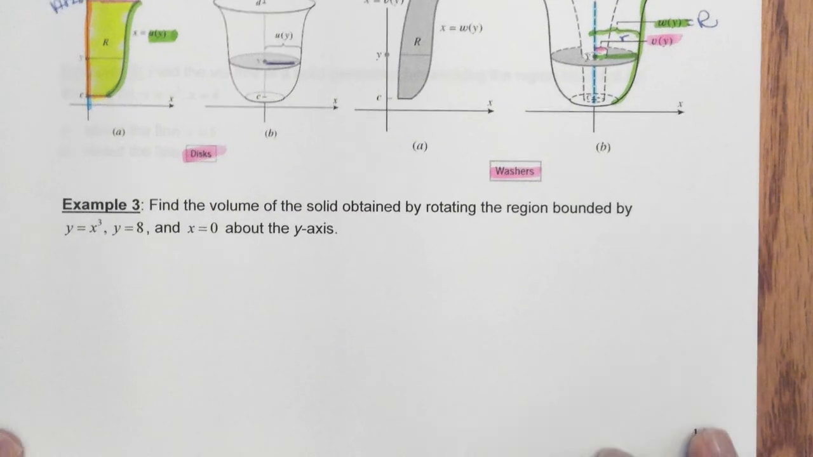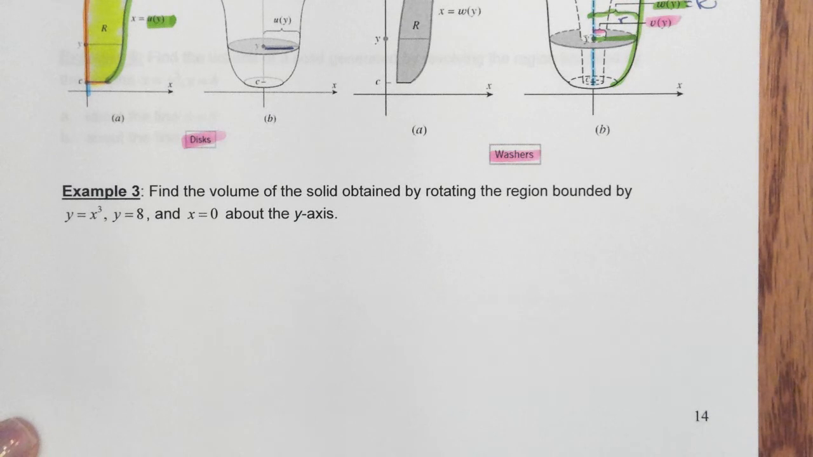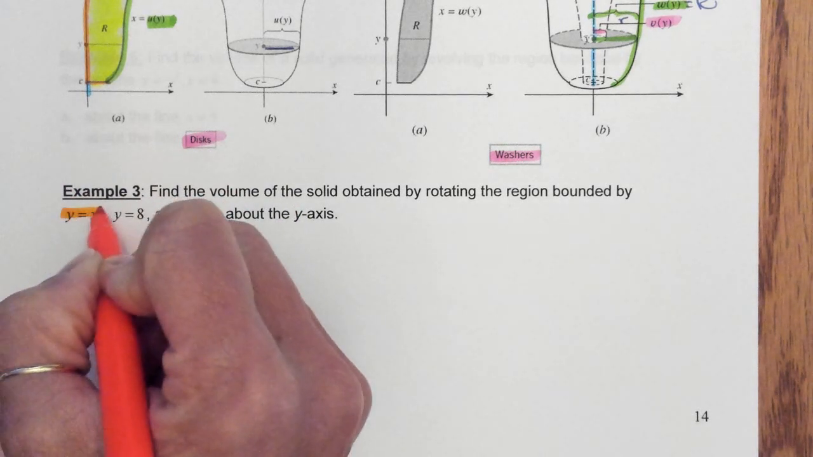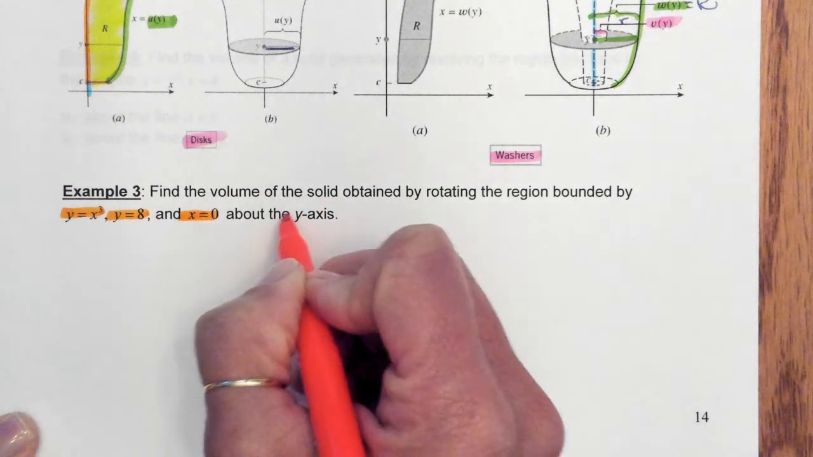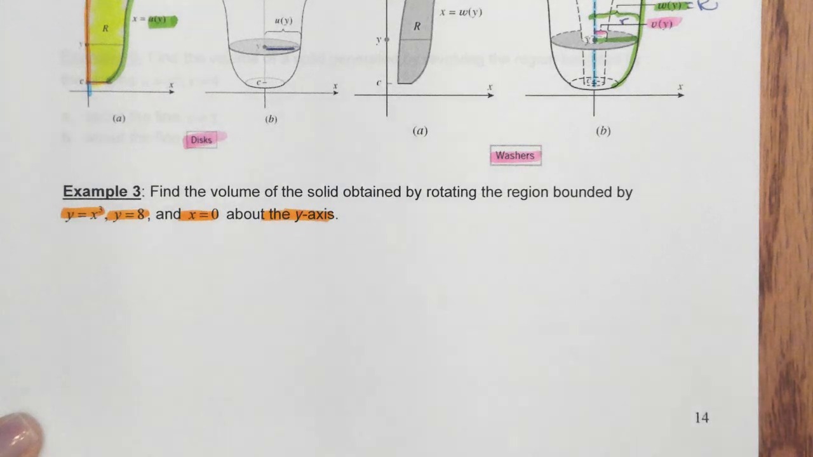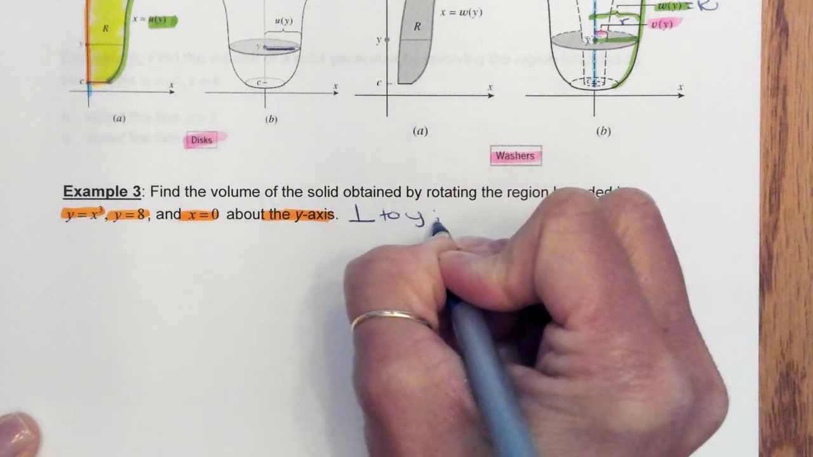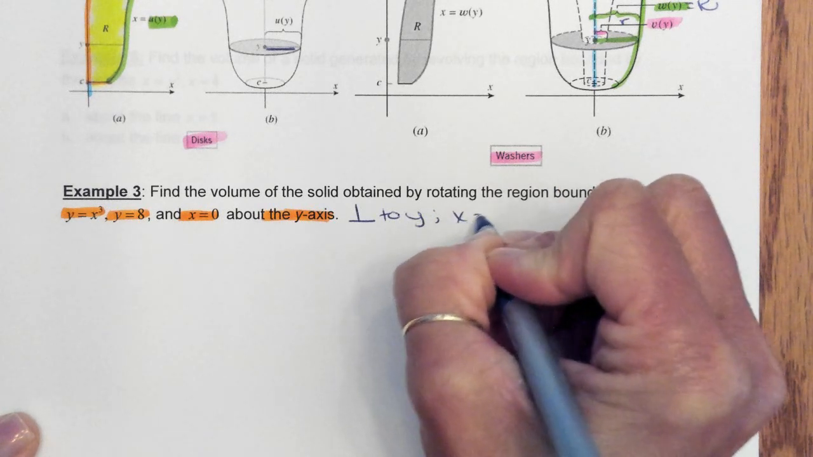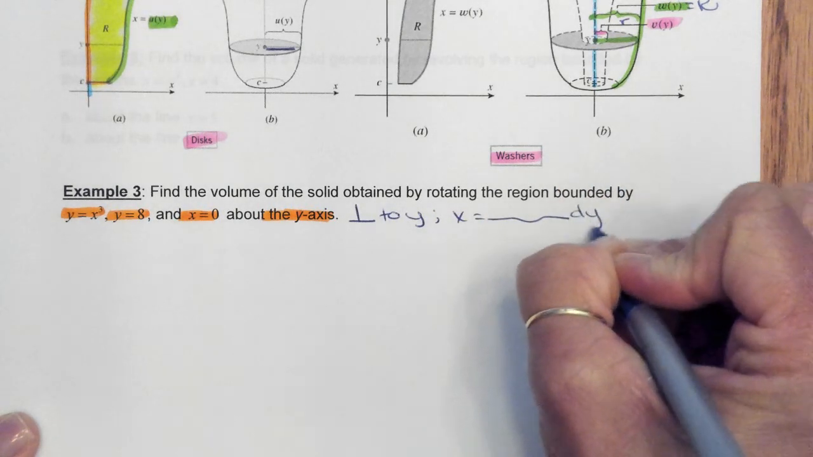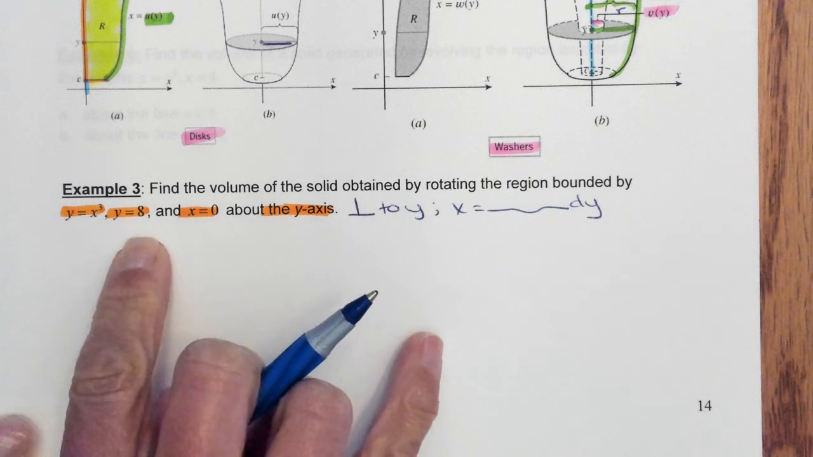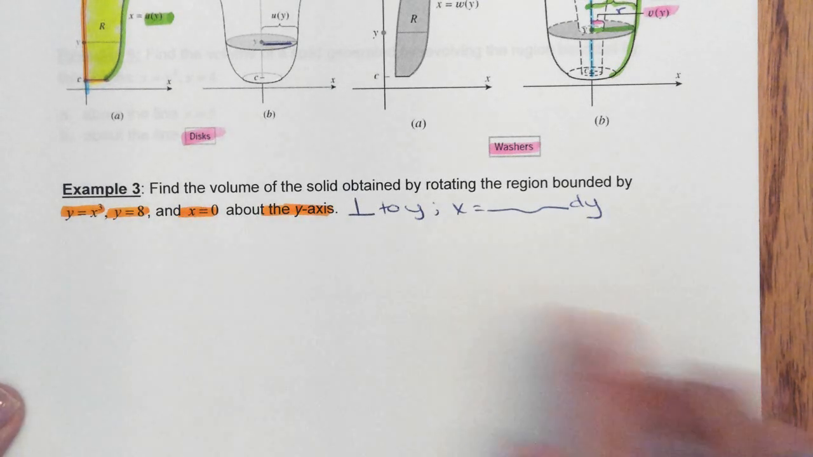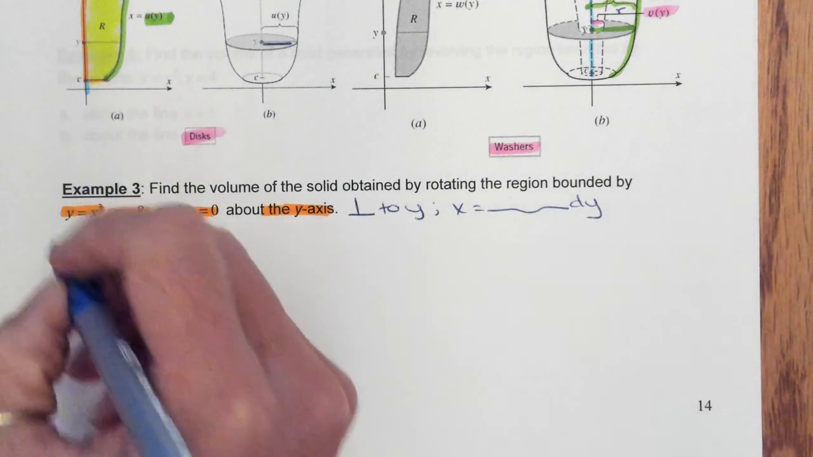So we want to find the volume of the solid obtained by rotating the region bounded by y is equal to x cubed, y is equal to 8, and x is equal to 0 about the y-axis. Okay, so about the y-axis means perpendicular to y, which is x is equal to something dy. Okay, so we're going to have to fix some of this stuff, but we need to take a look and see what the graph looks like. So let's sketch this graph.